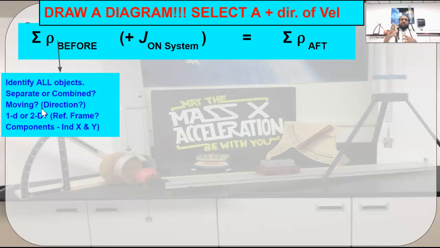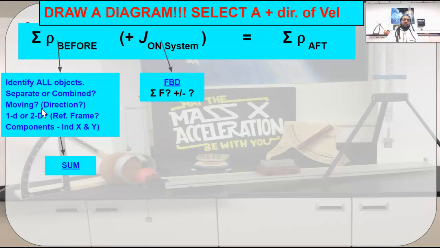If you have 2 dimensions, everything we're going to do here, you're going to have to do in X and Y independently. And then, of course, you're going to sum the momenta of each object. You're going to sum them up to get your total momentum before.